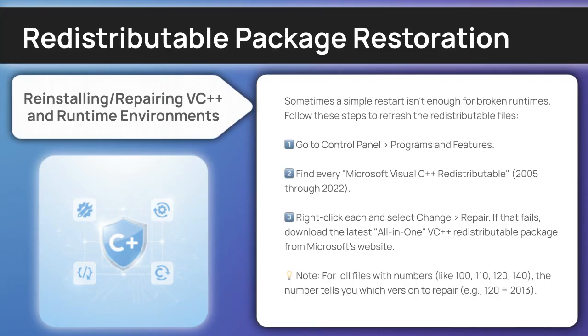Follow these steps to refresh the Redistributable files. First, go to Control Panel, then select Programs and Features. Second, find every Microsoft Visual C++ Redistributable 2005 through 2022. Third, right-click each and select Change, then select Repair. If that fails, download the latest all-in-one VC++ Redistributable package from Microsoft's website.